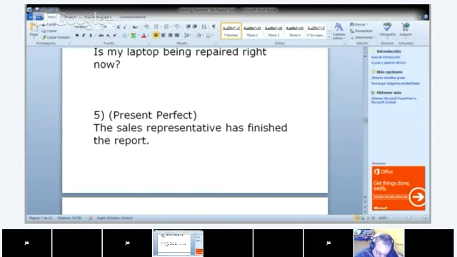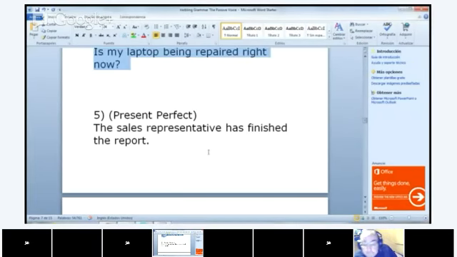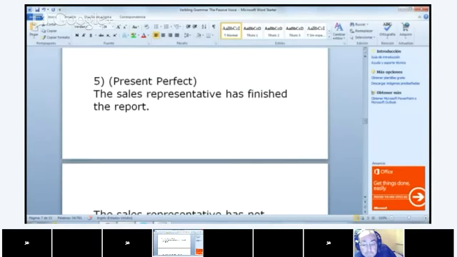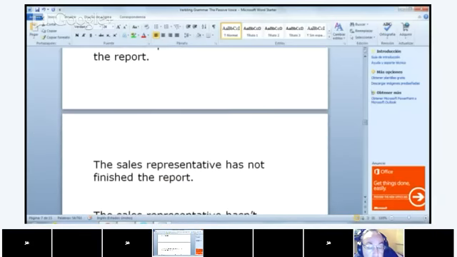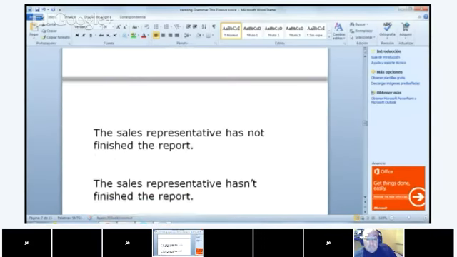And then often in English, everyone knows that the sales representative is the person. So then we say the report has been finished. Okay? Or the negative form. The sales representative has not finished the report. The sales representative hasn't. That is the contraction that I would use as a native speaker.